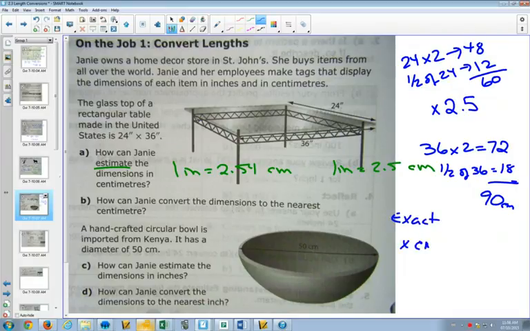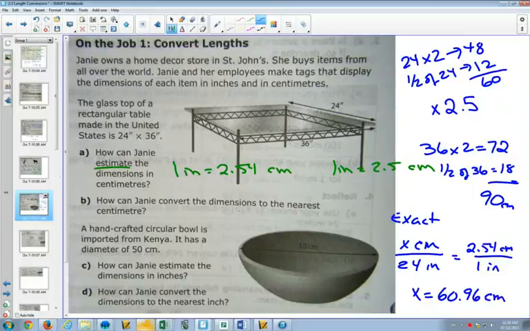So if I want to find out how many centimeters exactly is 24 inches, I could set up my proportion, and I know that 2.54 centimeters is 1 inch. Multiply both sides by 24, and we get 60.96 centimeters. So our estimate was 60 centimeters, and when we found out exactly, we find out it's 60.96, almost 61 centimeters.